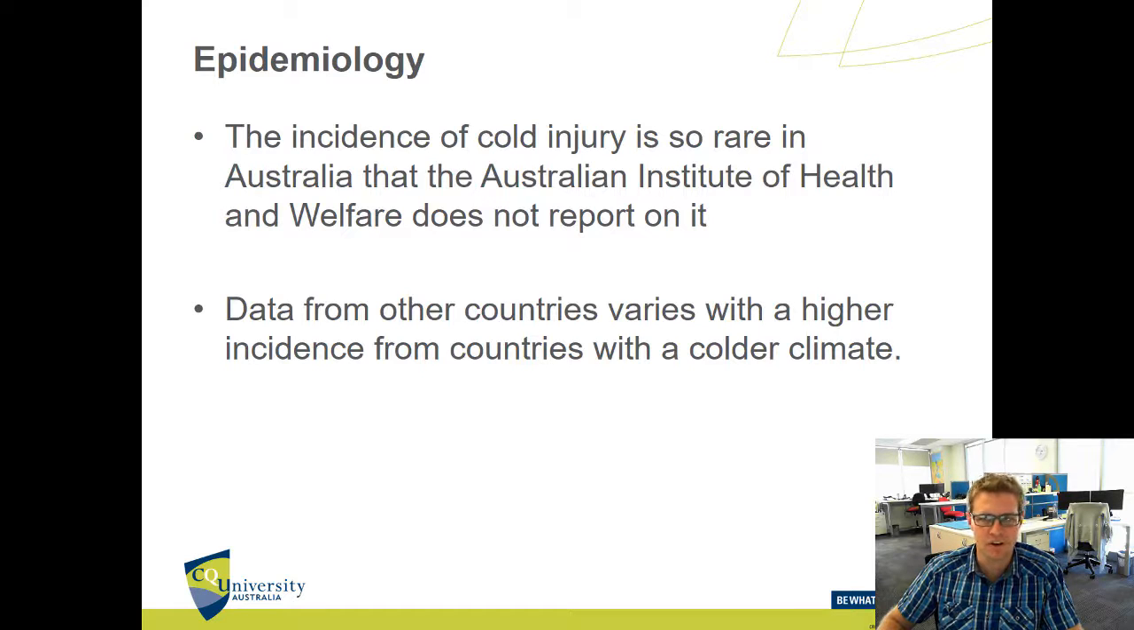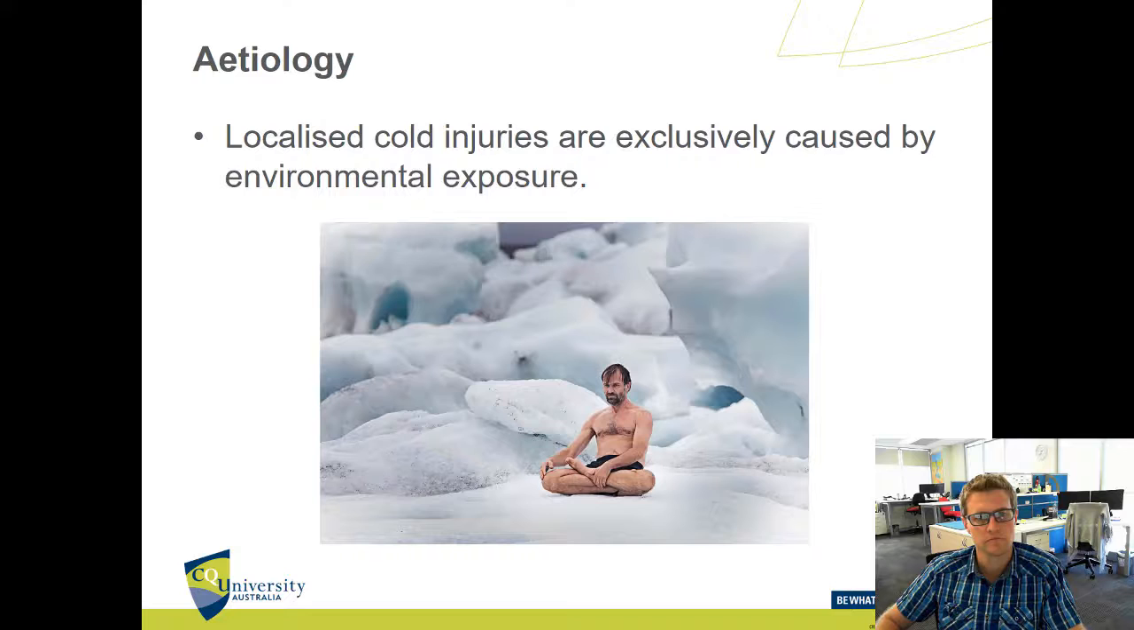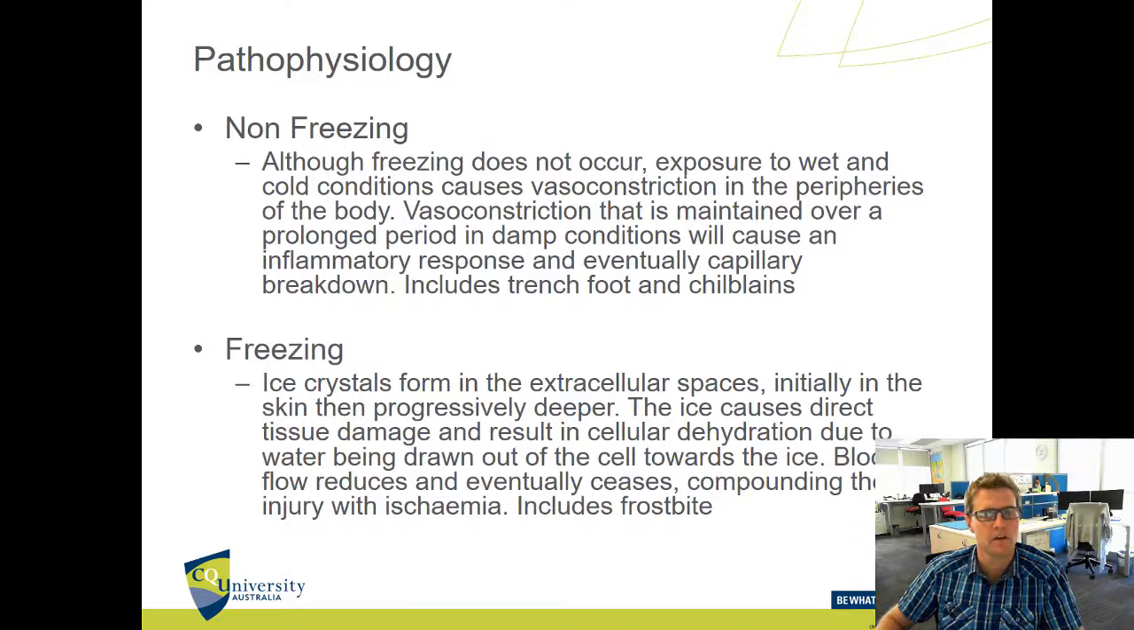Obviously, Australia is pretty hot. We don't see too much of this here. So most of the findings and data are from the Nordic countries around the Arctic Circle. Localized cold injuries are exclusively caused by environmental exposure as opposed to systemic cold injuries, which can be caused by other things, and we'll go into that.